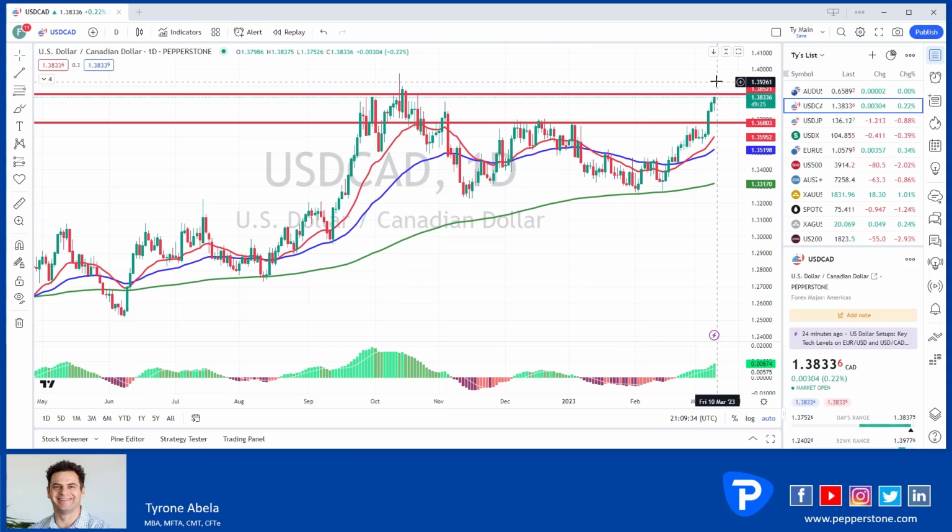But in saying that, if it breaks through, test it from above, and then we get that rounding bottom, on a 1 hour or 4 hour change of trend, you see a series of higher highs and higher lows from above it. Very different story then, okay? Then we're looking at a totally different trade.